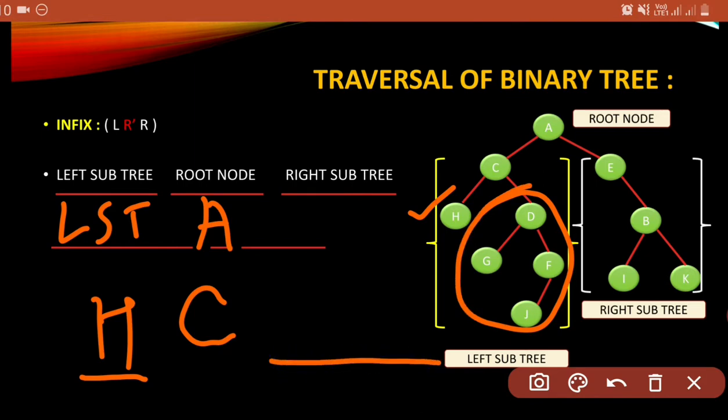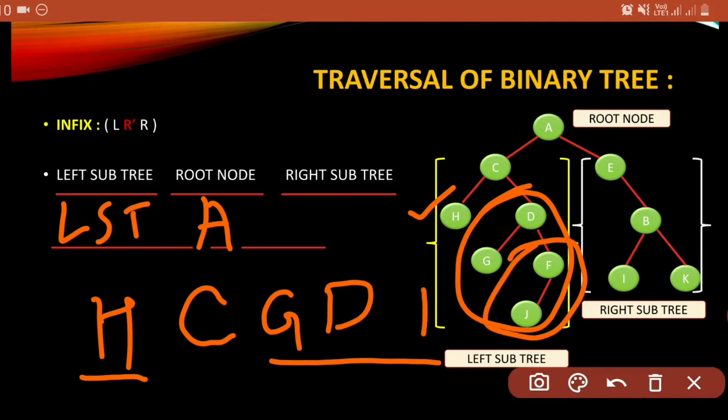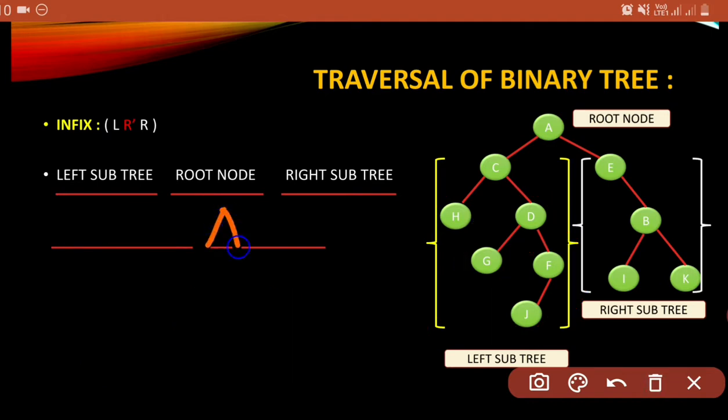But it is also a tree. That's why D should come in between. And the left part is G. The right part is also a tree. That's why F should be in between. But we have a left-hand side, the right didn't have. That's why whatever we are getting as the left subtree, that is H C G D J F. And we have to write this in C. Now, if I'm talking about the right subtree, then it is the right subtree.